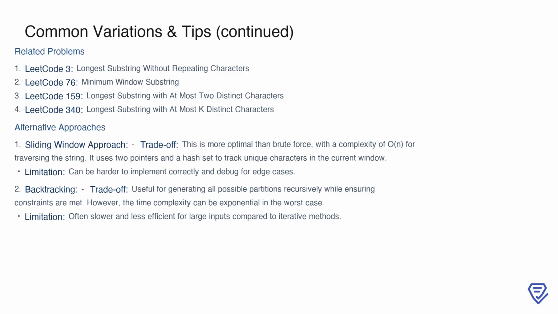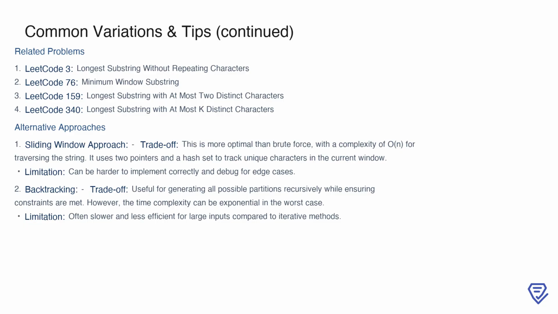Speaking of approaches, the sliding window method is a powerful alternative to brute force. It uses 2 pointers and a hash set to track unique characters within a window, allowing you to achieve an O(n) time complexity. However, while sliding windows are more efficient, they can be tricky to implement correctly, especially when handling edge cases. Another option is backtracking, which recursively generates all possible partitions while ensuring constraints are met. This method is flexible but can become computationally expensive, with exponential worst-case time complexity, making it less suitable for large inputs.